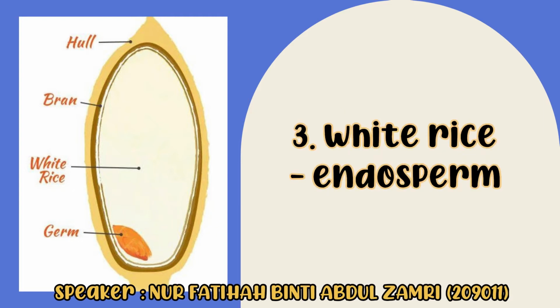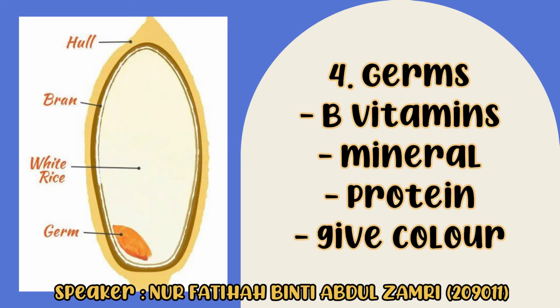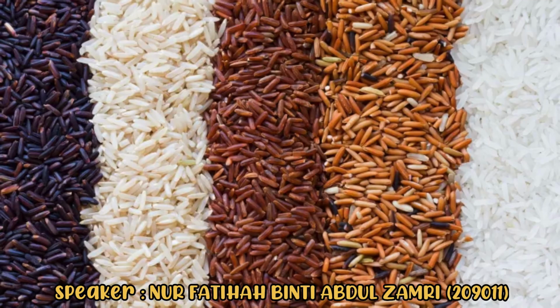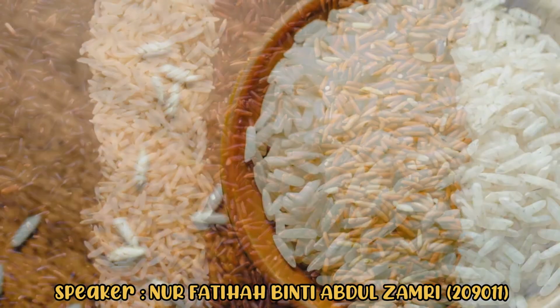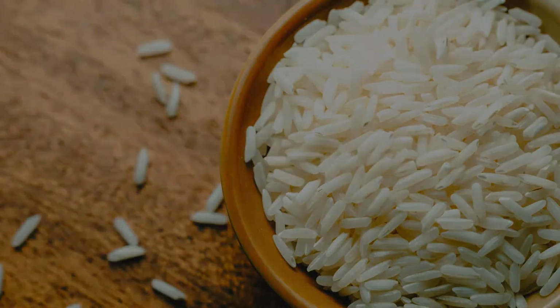Once the bran and germ layer are removed, what rice remains? It is known as endosperm. This is the part of rice that is most commonly consumed. Germ is full of B vitamins, minerals, and proteins. It helps give rice its color and added nutritional benefits. There are many types of rice grains such as white rice and brown rice. This is a white rice grain.